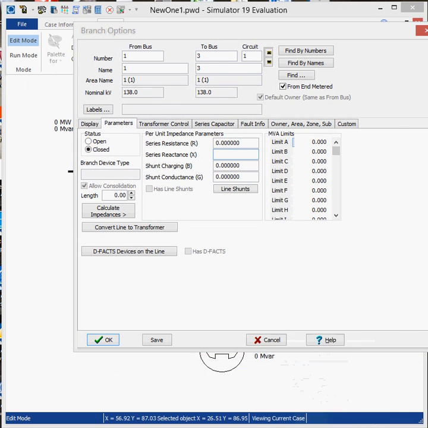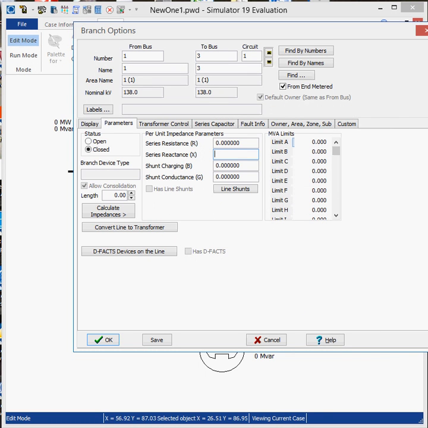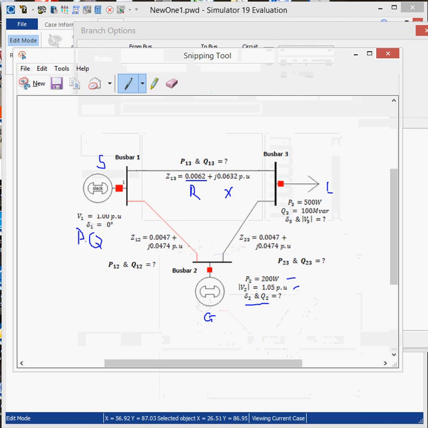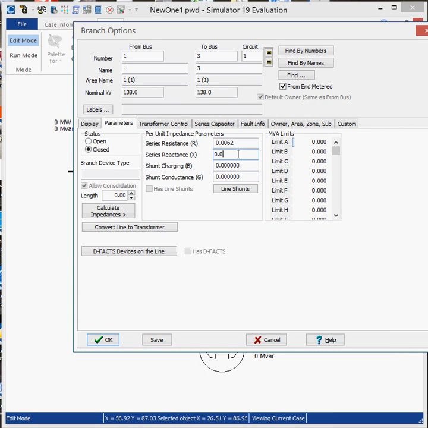So the parameter for this is Z, so this value is R, and this value will be X in per unit. R is 0.006 2, and for X it is 0.0632.